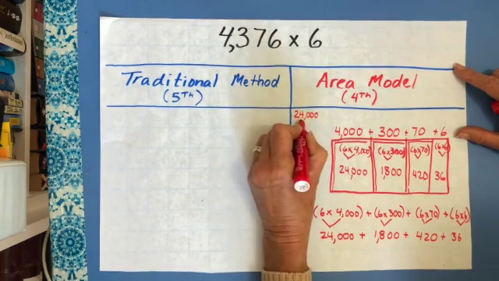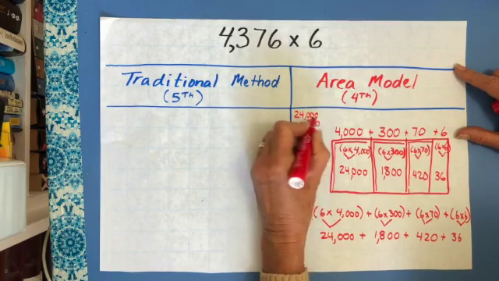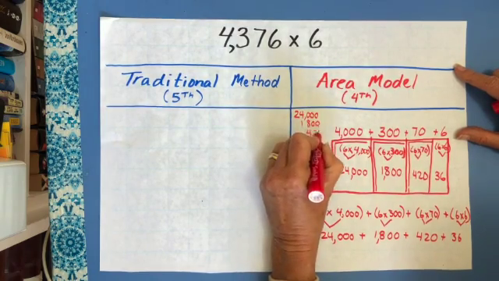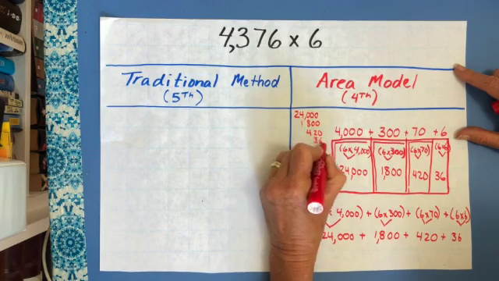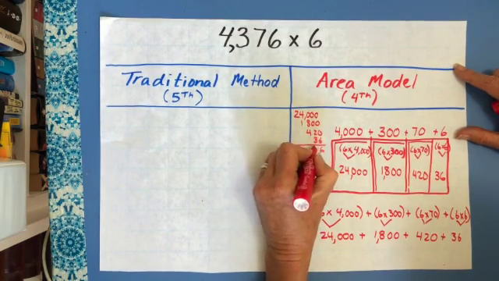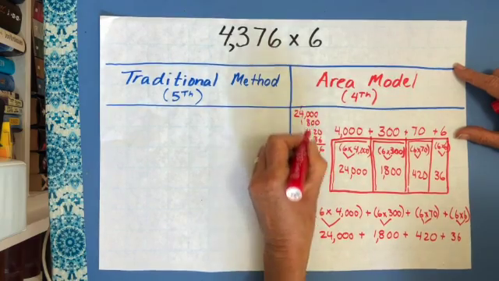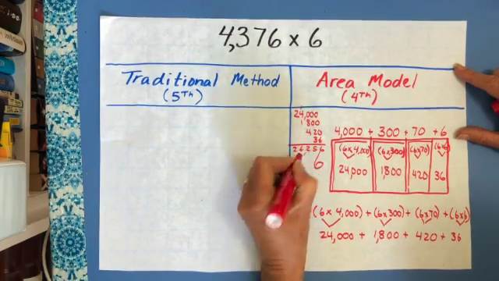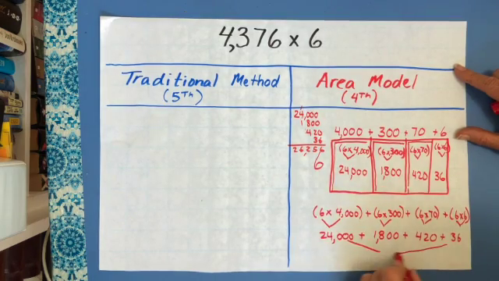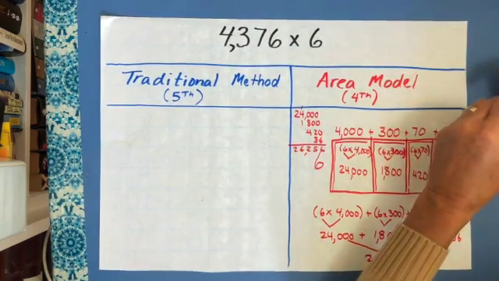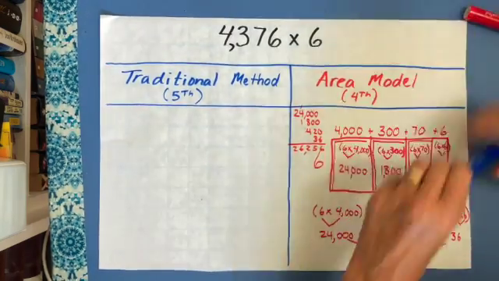24,000, 1,800, 420, 36. Add those up. 6, 5, 8, 9, 10, 11, 12, 6, and 2. And I've got all these add up to 26,256. Okay, now the traditional way.